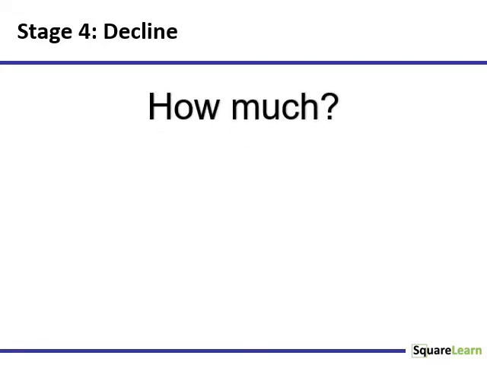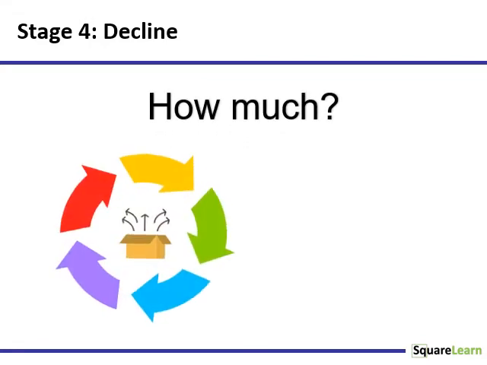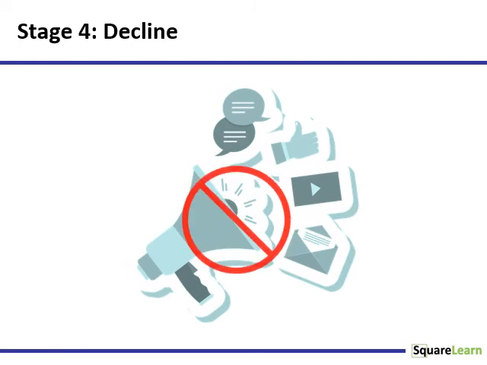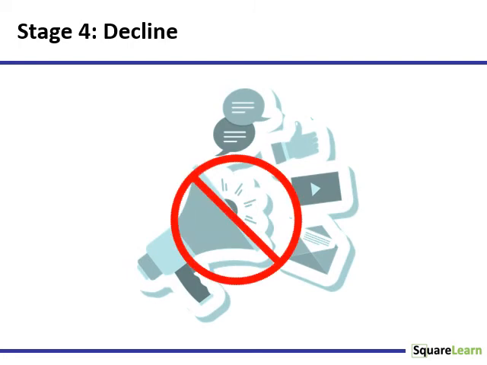Stage 4, Decline. And the last question, how much? As a product ages in its PLC, it is likely that its competitors offer similar products. Even the most timid consumers, the laggards, find it safe to buy the product at this late stage. Consumers turn a deaf ear to advertising because they know that all competing products are the same.